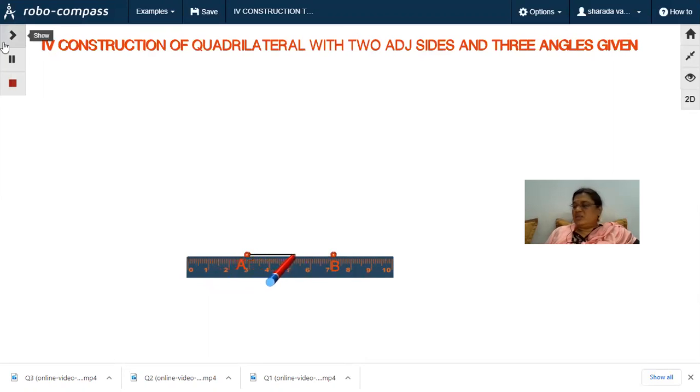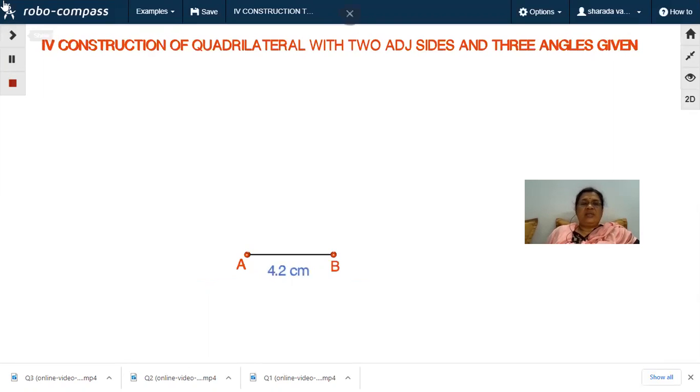The line segment length is 4.2 centimeters. You have to draw a line segment. Now at angle B, you have to locate a 45 degrees angle. For that, you can locate it with the help of a protractor also. But in this 8th class, you have to use only a compass to identify this 45 degrees angle. So how to identify this 45 degrees angle, I'll show you.